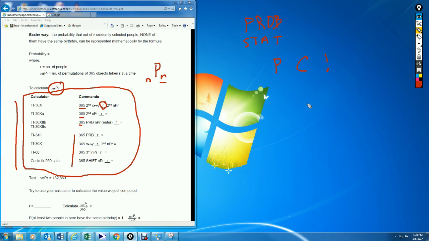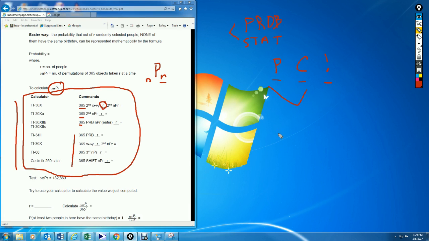And generally, you want to enter the number N first, the total number of objects, and then go into the menu, pick, do you want to do a permutation, a combination, or a factorial? And then, assuming you're doing one of these two, enter the second number, R, and then hit your equals button or your enter button or whatever. Okay.